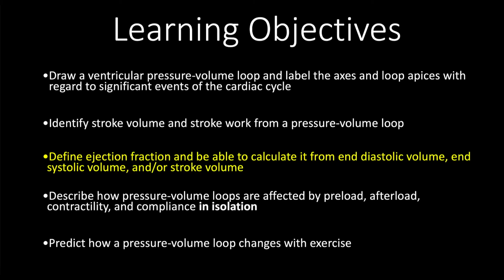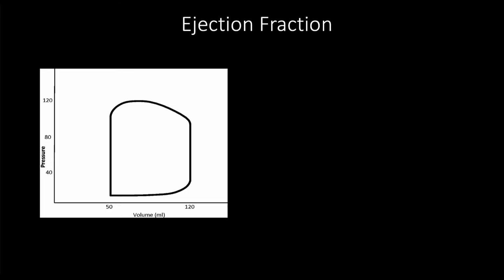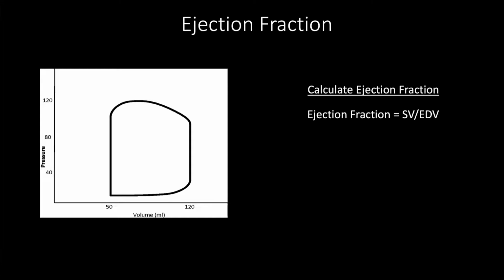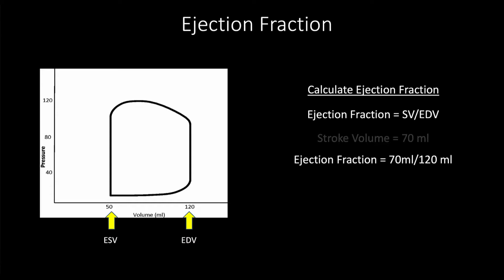Okay, let's go to the next learning objective about ejection fraction and using the pressure volume loop to calculate it. Again, here's a pressure volume loop. Ejection fraction is equal to the stroke volume divided by end diastolic volume. That's just a definition or an equation you need to know. Again, here is the end systolic volume and here is the end diastolic volume. Stroke volume is equal to 70. We already calculated that earlier. And we can just divide 70 by 120. And we get an ejection fraction of about 58%. It's that simple, as long as you can remember that ejection fraction is equal to stroke volume divided by end diastolic volume.